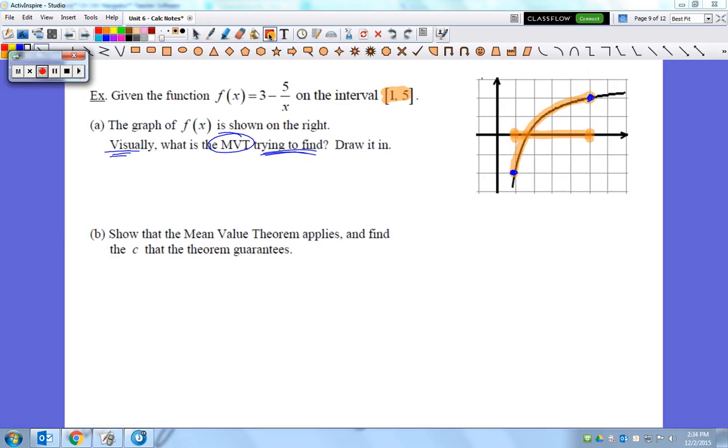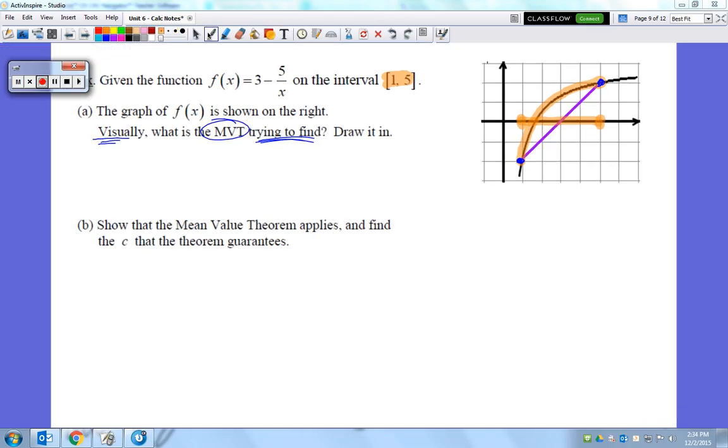Very first thing when I see MVT, I draw a secant slope. So I'm going to jump the gun with this, already kind of showing you an example. Visually, the MVT is trying to find a C that exists between 1 and 5, right? Where f prime of that C would equal what? Which is 1.